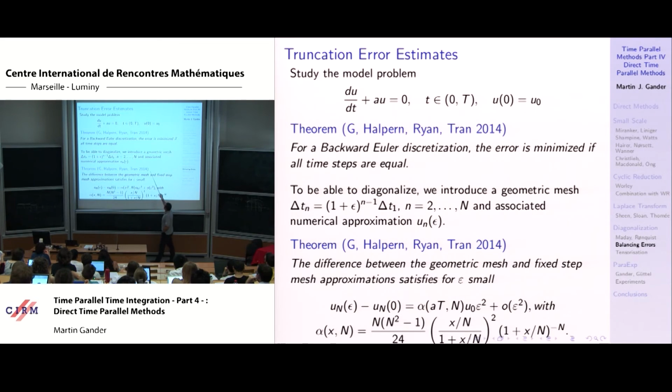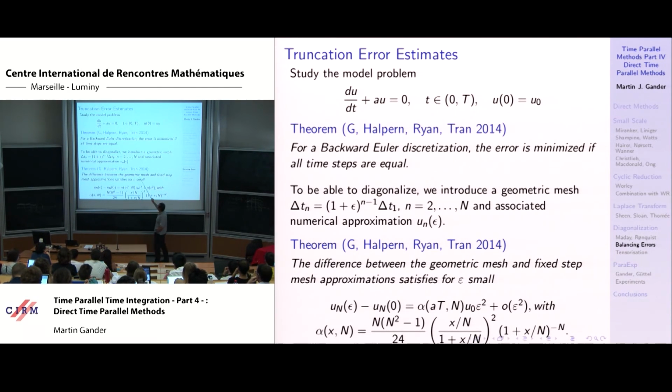So then we thought to analyze how good a solution you can get with such a method, because now we have two competing requirements. We want to have the time steps almost the same, because this gives the lowest truncation error, but we want to have them different to make this diagonalization work. And so there are two results.